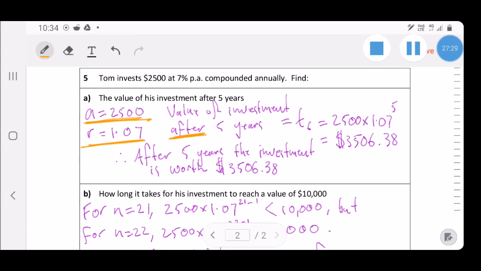Now, you're going to have to mull over that yourselves a little bit because I know it's confusing, okay? But T6 equals AR to the 6 minus 1, which is power of 5. So we get 2,500 times 1.07 to the power of 5, which equals $3,506.38, which is the amount of his investment after 5 years. That's how much it's grown to. Pretty tricky, I know.